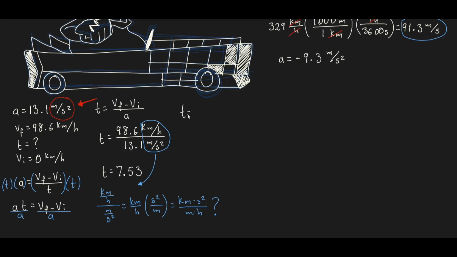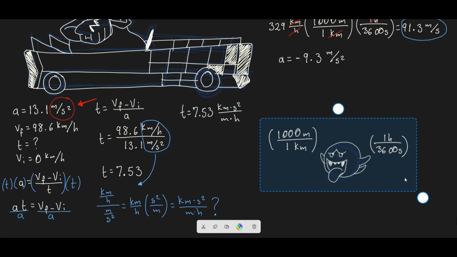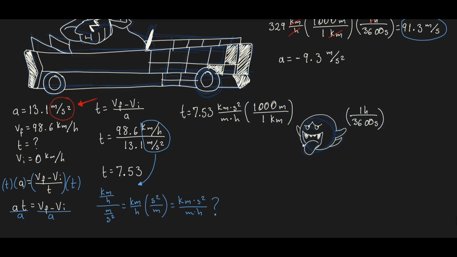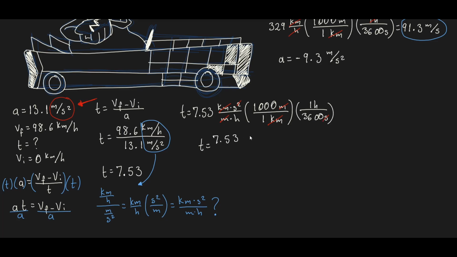Don't worry, we can fix it by multiplying that 7.53 kilometers times second squared over hour meters by these conversion factors, 1000 meters over 1 kilometer and 1 hour over 3600 seconds. We end up with 2.09 and we cancel out kilometer, meter, hour and second to get only seconds. There it is. It took Wario 2.09 seconds to reach his maximum speed of 98.6 km per hour after the race started.